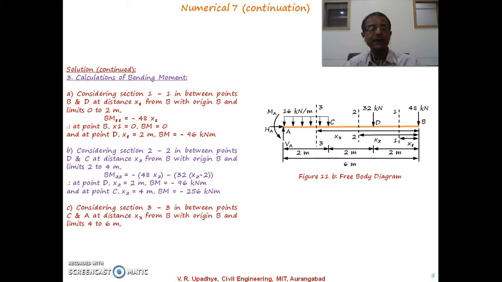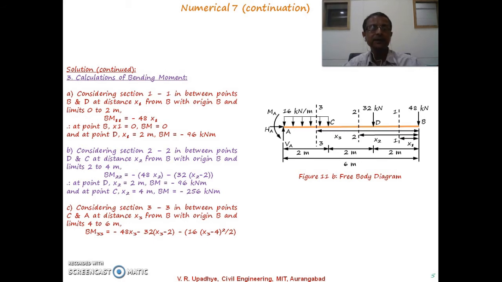So again we are saying that the origin is B, and the distance between B and section 3-3 is x3, and at C that x3 becomes 4 meter, and at A that x3 becomes 6 meter. So with this, if we write the equation, we will be considering the right part again. So 48 multiplied by x3 will be the moment of the 48 kilonewton force, which is acting at B, up to section 3-3. And then the moment due to the 32 kilonewton force, which is acting at D, up to section 3-3, will be 32 multiplied by the distance from D up to section 3-3.